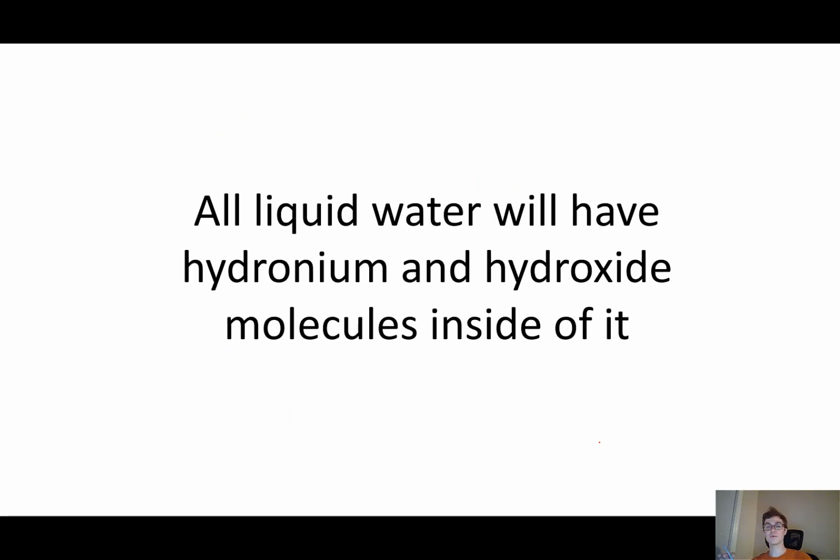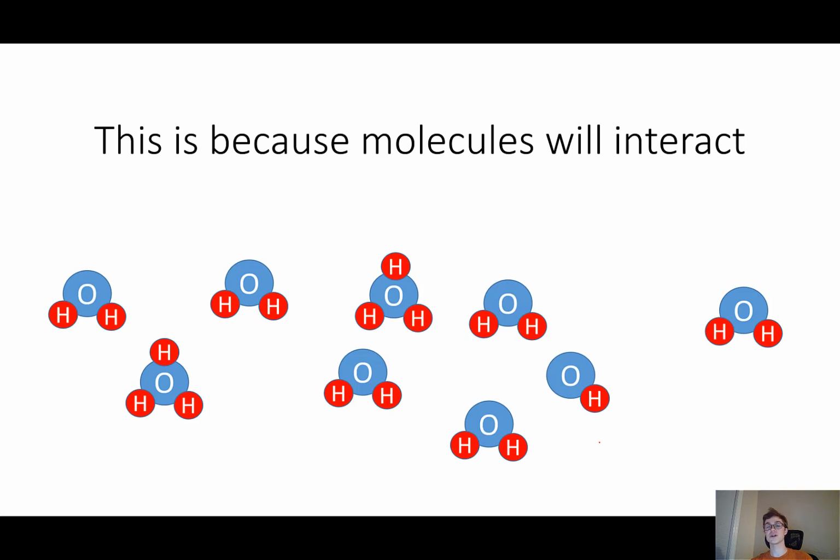Now, all liquid water has a little bit of both of these molecules inside of it. This is because the water molecules interact with other water molecules, bumping and switching the hydrogens. Like this. Normally the amounts you have are equal because you have two water molecules, and maybe this one loses a hydrogen and this one gains the hydrogen, so you have one hydroxide and one hydronium. But they don't always totally balance out.